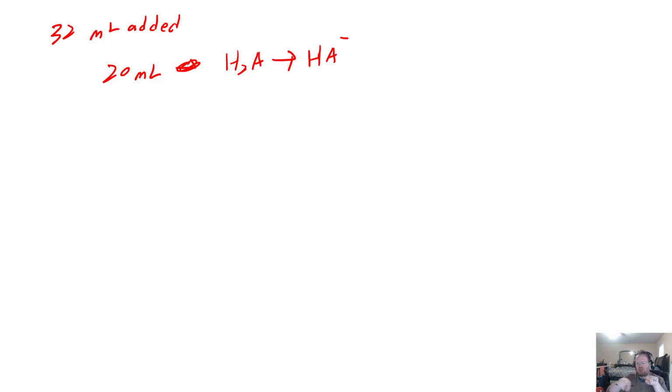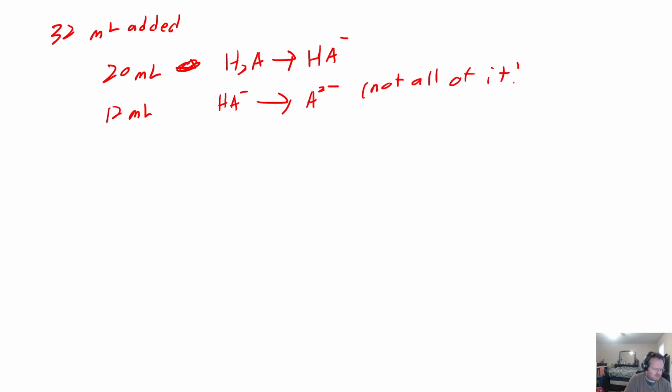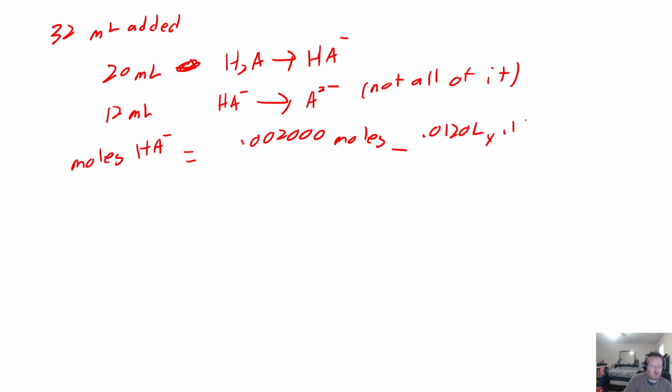Now the next 12 milliliters start converting that HA minus into A2 minus, but not all of it, because you'd have to add another 20 to get to all of it. So what does that mean? That means my moles of HA minus, we know at 20 milliliters we had 0.002000 moles, but then we lost some over the next 12 milliliters. Those 12 milliliters of 0.1 molar sodium hydroxide are going to have gotten rid of some of this, and so that's going to give us 0.000800 moles of HA minus.